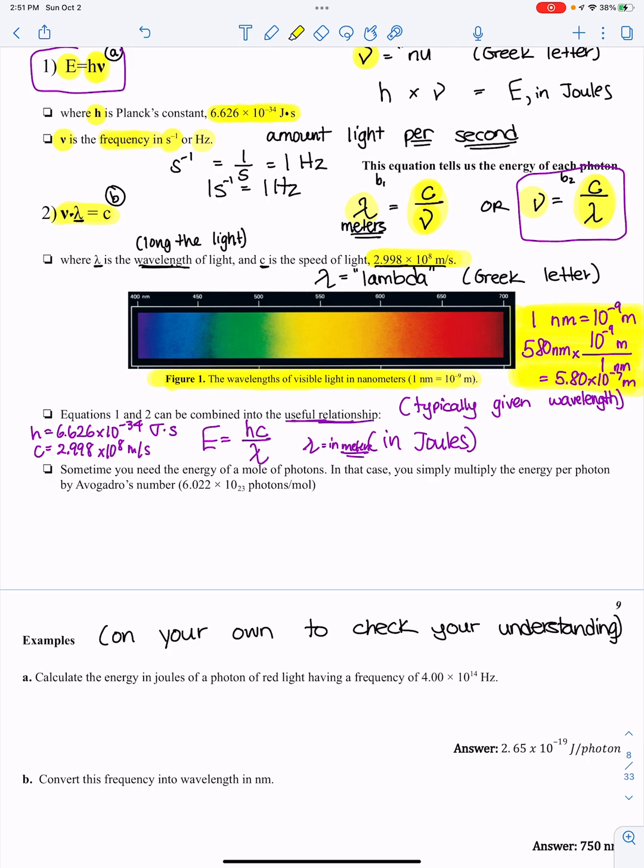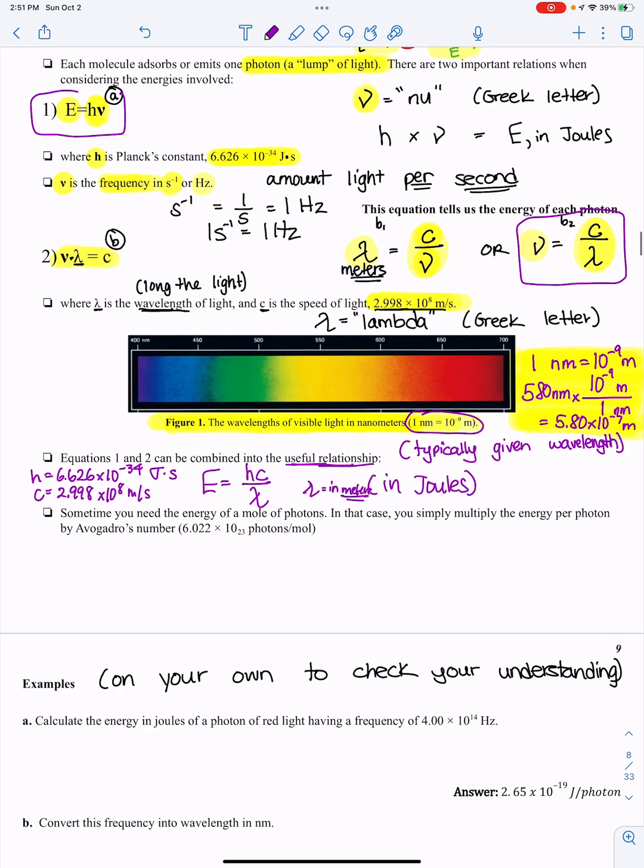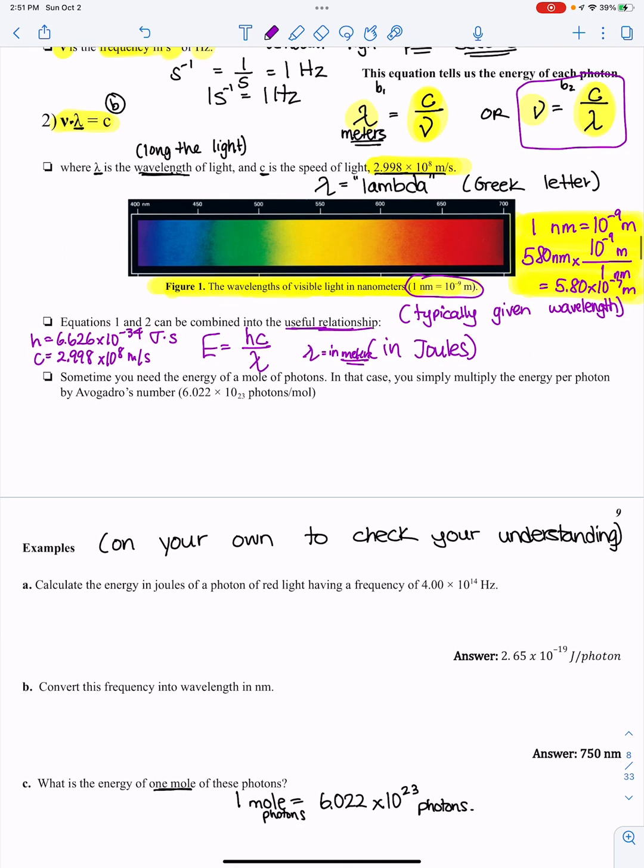Eventually, I'm going to ask you to memorize this conversion. Make sure you know how to go from meters to nanometers. You will not need to memorize Planck's constant. That's given to you. You will not even really need to memorize the equations here because they'll be given to you.